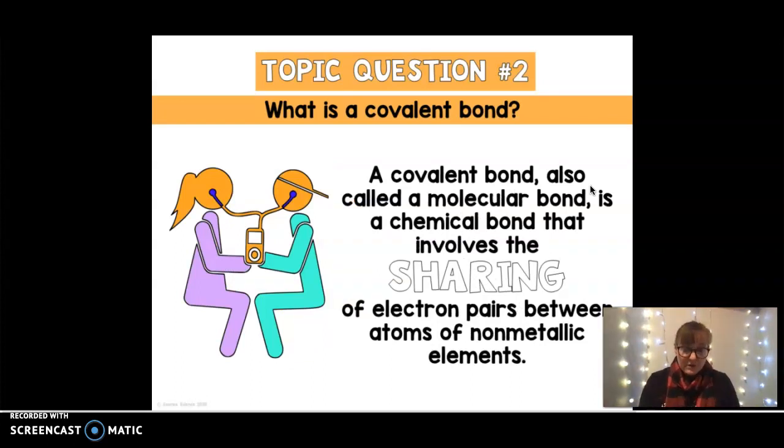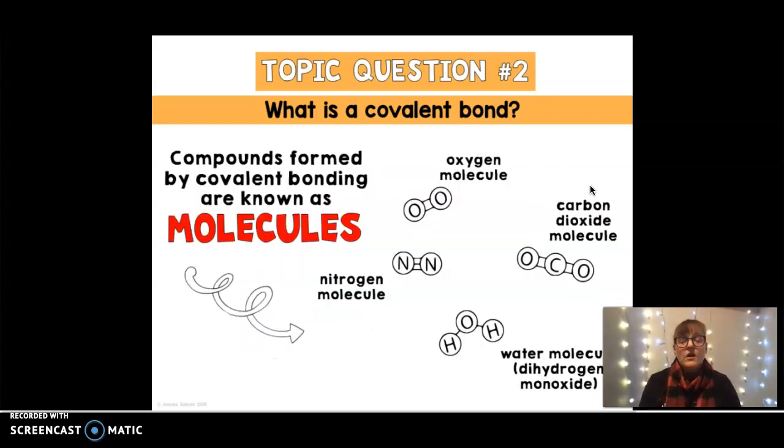A covalent bond is also called a molecular bond. It's a chemical bond that involves sharing of electron pairs between atoms of nonmetallic elements. So our nonmetals sharing is a covalent bond. Compounds formed by covalent bonds are known as molecules.